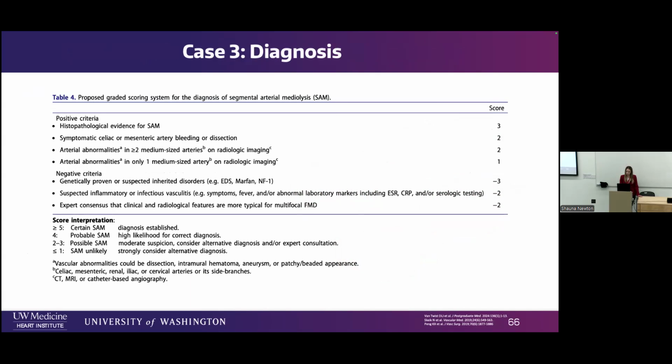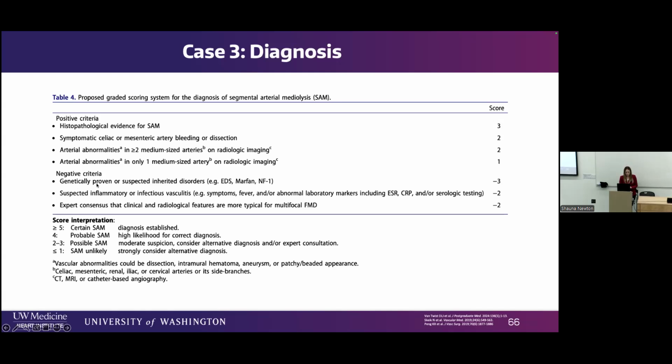How do we diagnose it? Diagnosis is based predominantly on radiologic imaging findings that are consistent with SAM. This was a proposed scoring system for the diagnosis of SAM. This is by a group in the Netherlands. And this scoring system was just developed by a multidisciplinary expert team. It's kind of hard to test it against any sort of gold standard, as this is a very rare disease. And so this is just expert consensus.